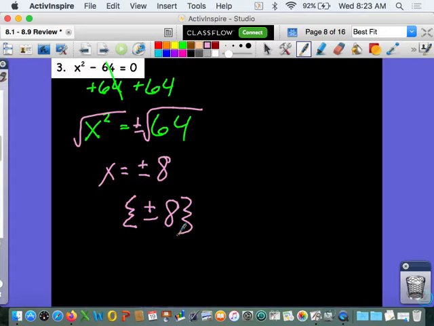Questions on 3. If you factored and saw that this was a difference of squares, that's fine too. It just takes probably an extra step or so. Either way will work. Questions on 3? Anybody still writing 3? Finished.